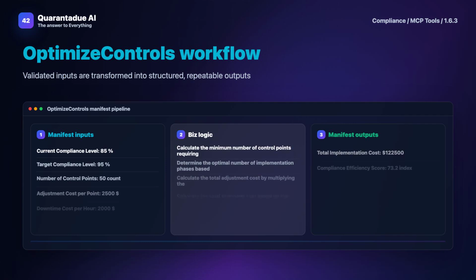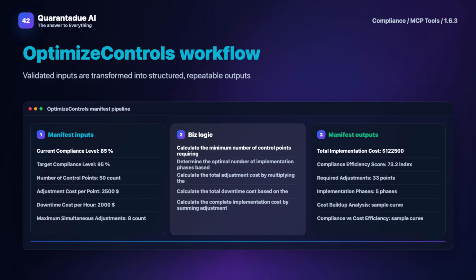The workflow then applies these steps: calculate the minimum number of control points requiring adjustment to achieve the target compliance level from the current compliance level. Determine the optimal number of implementation phases based on the minimum required adjustments, maximum parallel work capacity, and whether partial phasing is allowed. Calculate the total adjustment cost by multiplying the number of required adjustments by the cost per adjustment.